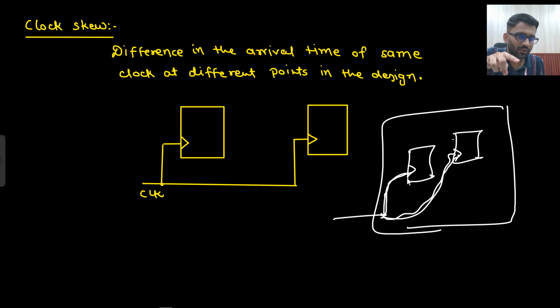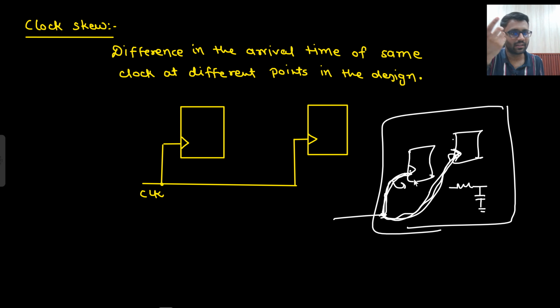This clock is given to this block by this particular wire, and this clock is given to this block by this particular wire. Now all these wires will have some parasitics. Parasitic means there will be some resistance, there will be some capacitance. It might happen that this wire has lower capacitance, and this wire can have higher capacitance.